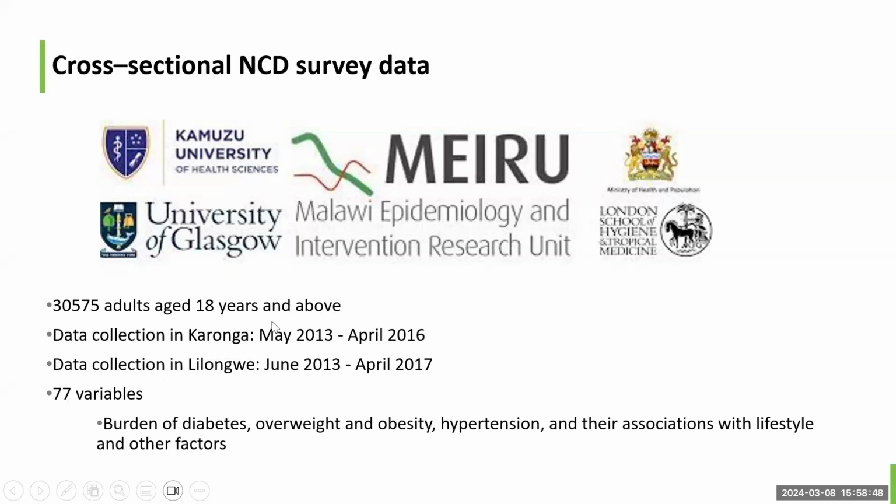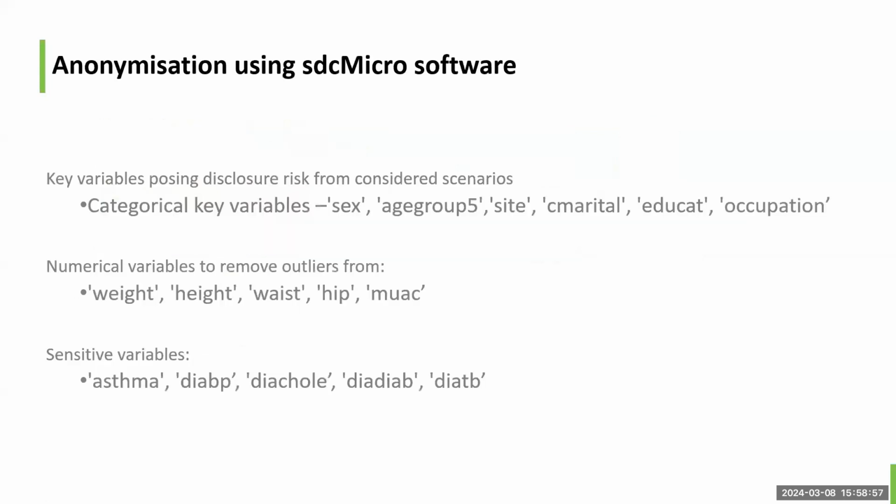The data that was earmarked for sharing had 77 variables on the burden of diabetes, overweight, obesity, and so on and so forth. We used some software called SDC Micro. This is an R package. I have used it quite a bit, but when I checked just before this session, I saw that it had been removed from the R libraries. I think there's something that needs to be fixed. I will check with the people who developed the package, and then feedback to the organizers of these sessions in terms of what the status is.